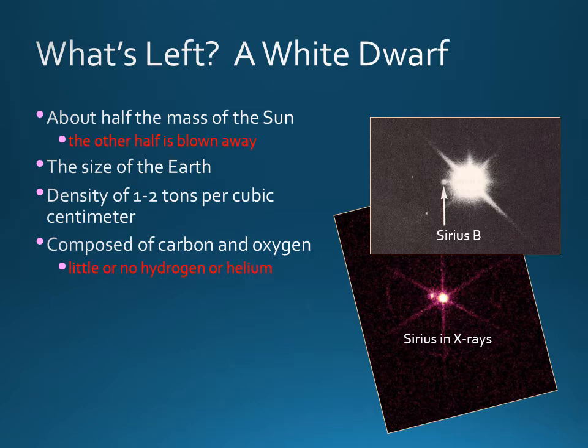After a planetary nebula is formed, there is a remnant star left called a white dwarf. It is the naked core of the star after the outer atmosphere is expelled. A white dwarf is about half the mass of the Sun, with the other half blown away. It is the size of the Earth with a density of 1 to 2 tons per cubic centimeter. It is composed of carbon and oxygen with little or no hydrogen or helium, which was expelled in the planetary nebula phase.